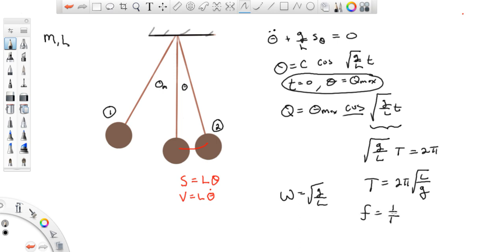So this should be pretty easy to test. We'll probably do this in class. We'll probably make ourselves, say, maybe a 2-meter pendulum and check its period against our math here.